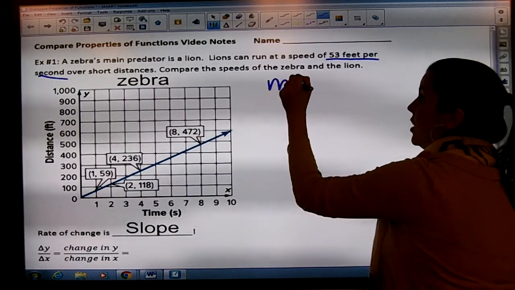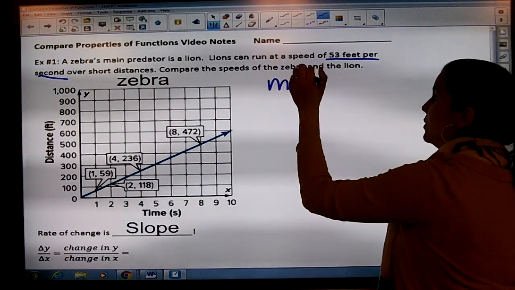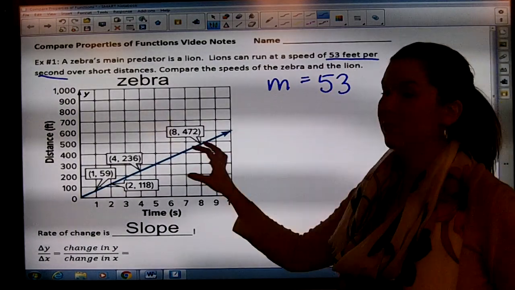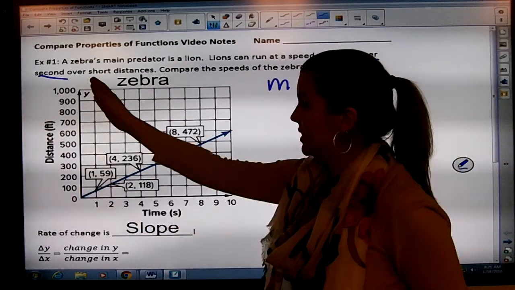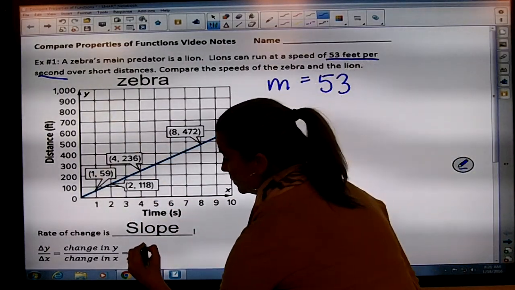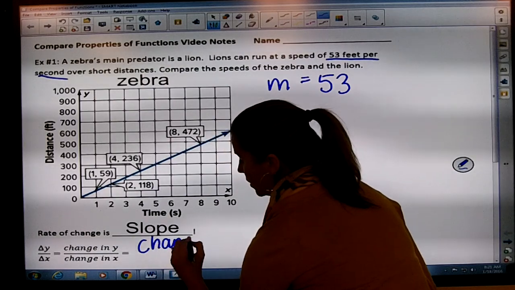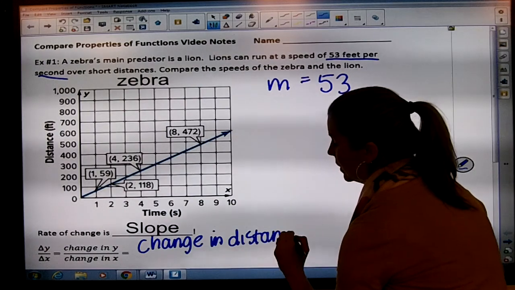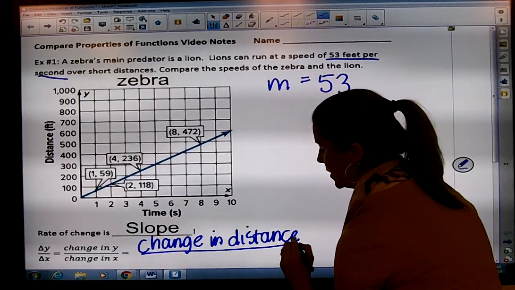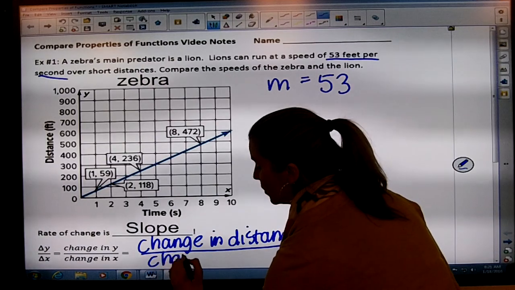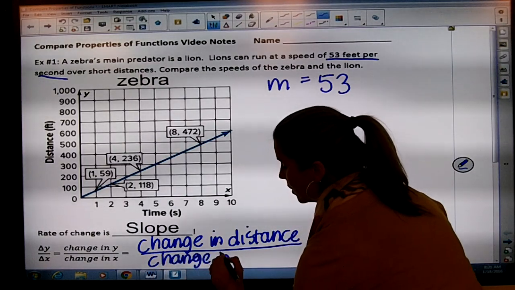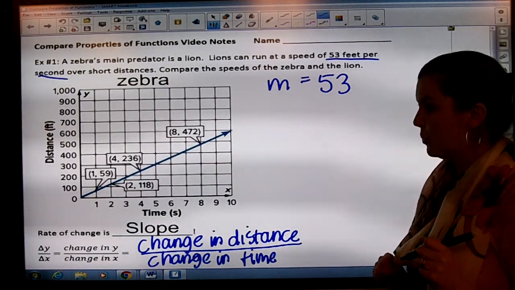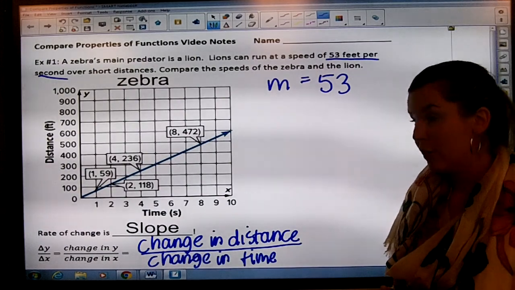So for the lion, the slope is equal to 53. Now we can find the rate of change for the zebra. That's the change in distance over the change in time. And we can calculate this by using the slope formula, and choosing any two ordered pairs to find the change in y over the change in x.